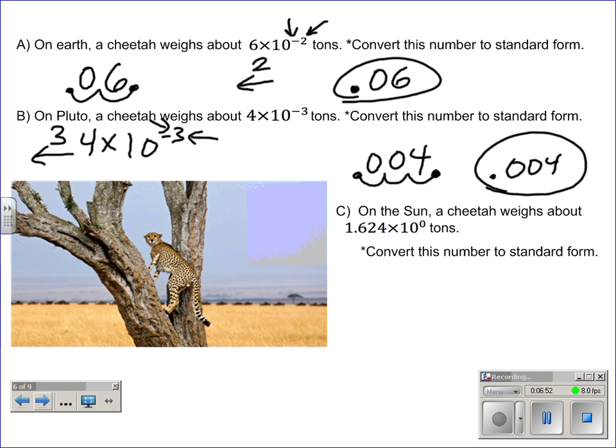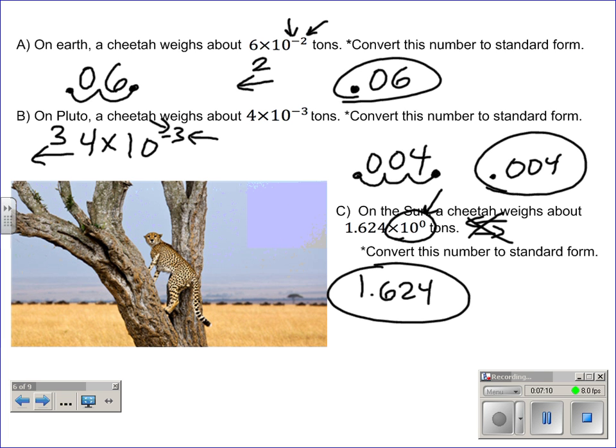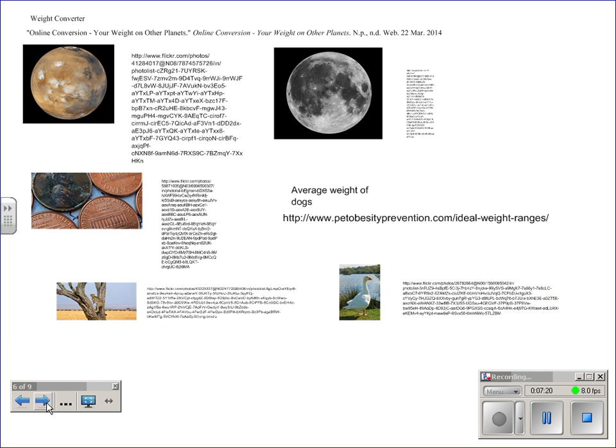Finally, on the Sun, we write down 1.624, and we don't move the decimal to the right or to the left because the exponent is 0. So the final answer is 1.624. You don't really have to do anything. So the cheetah weighs 1.624 tons on the Sun. And we've gone through all of the examples.